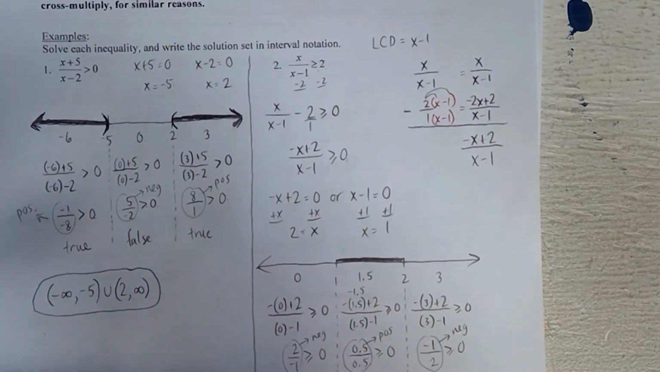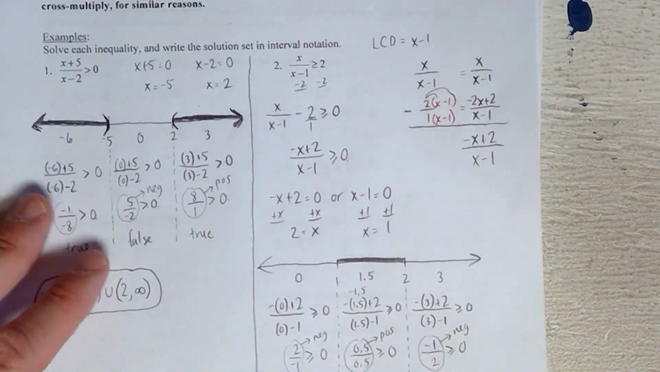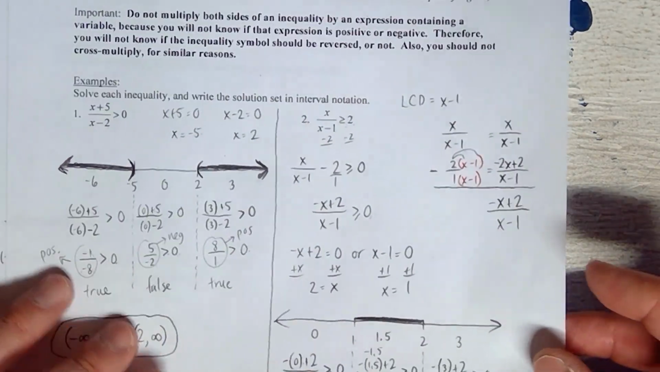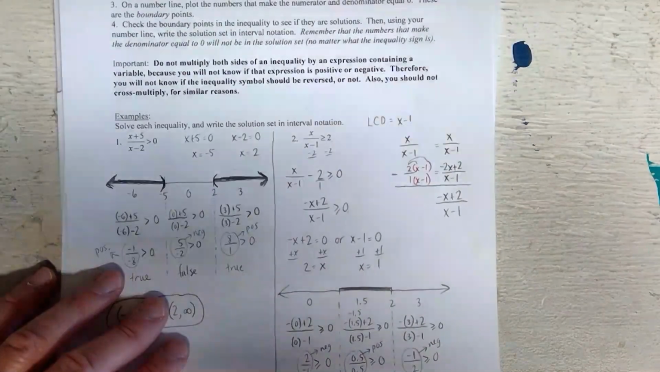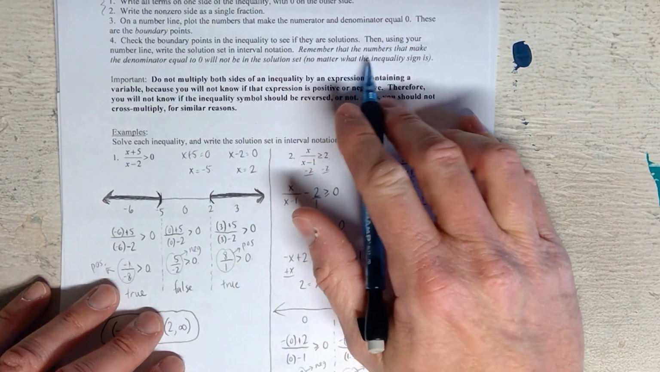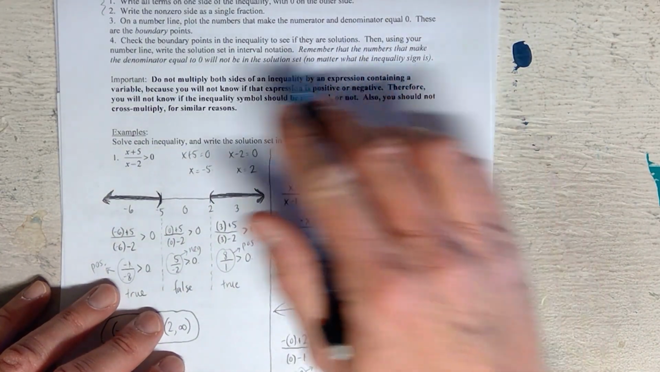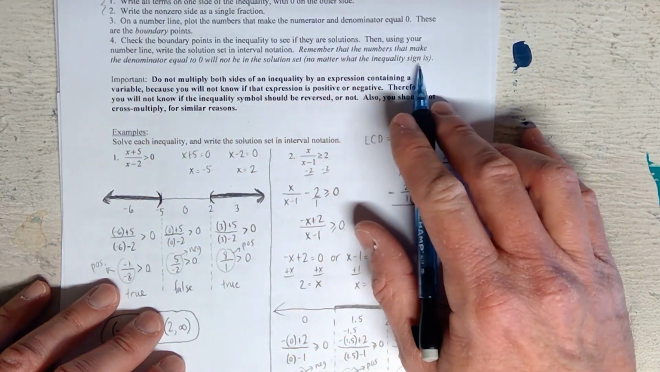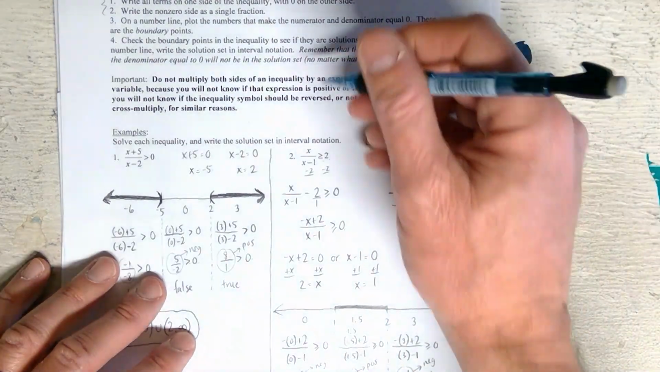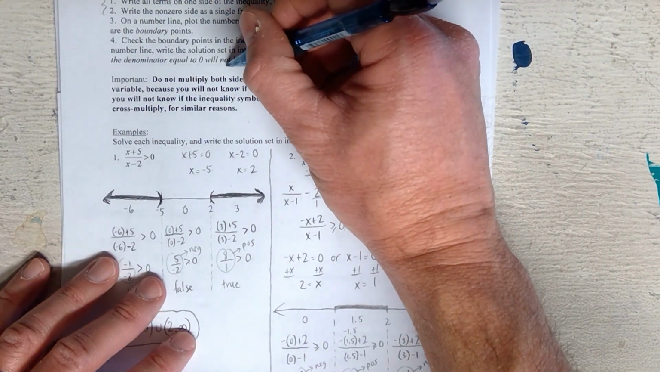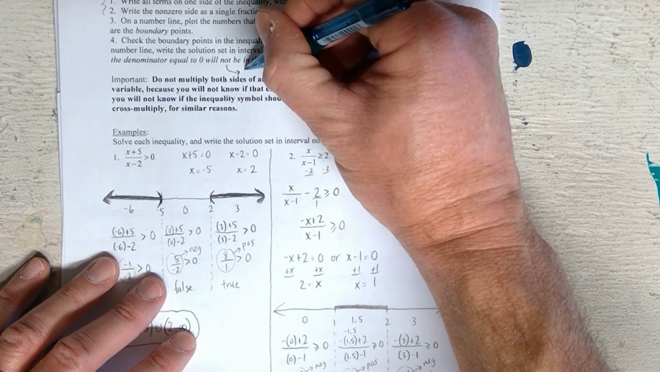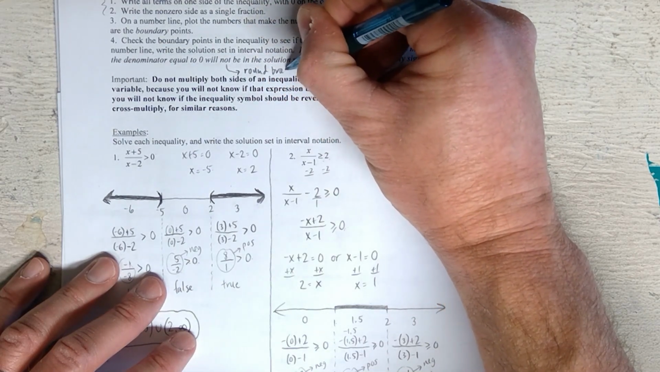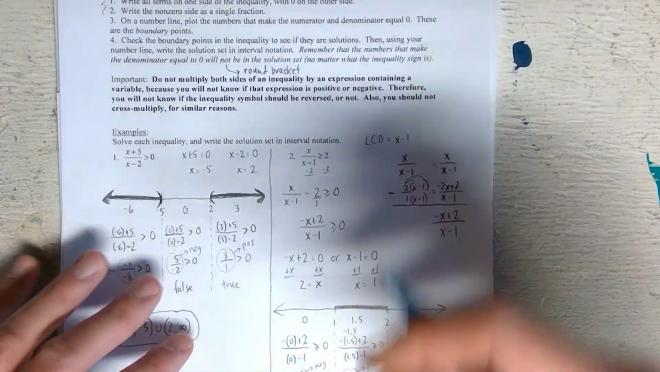So here's the thing. The number that makes the denominator equal to 0 is always going to be a round bracket. Always. Okay, and I've got that written down up here, so you don't need to write it down. Remember that the numbers that make the denominator equal to 0 will not be in the solution set no matter what the inequality sign is. And because they're not in the solution set, that means it's going to be a round bracket for that number. Okay, because the round bracket means that it's not a solution.